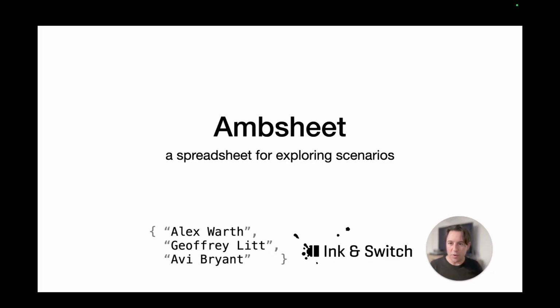My name is Alex Warth, and this is Ambsheet, a new kind of spreadsheet for exploring scenarios. This is joint work with Geoffrey Litt and Bryant at Ink and Switch.